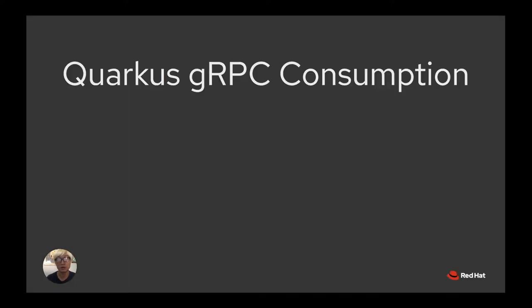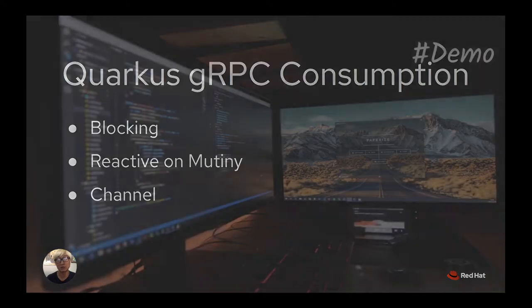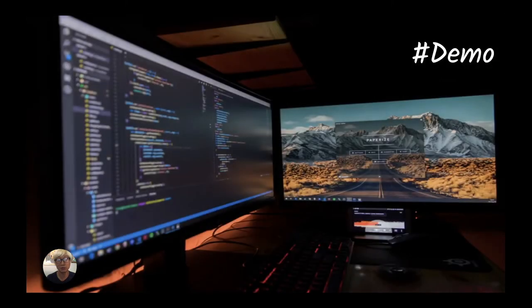There are a couple more ways to consume gRPC in a Quarkus application. We learned about blocking API consumption in demo one, and we're going to talk a little bit about reactive with Mutiny in the Quarkus application. You can also inject a gRPC channel in the Quarkus application as well. Let's go through the demo and see how it works.